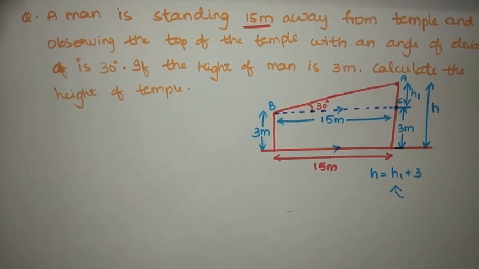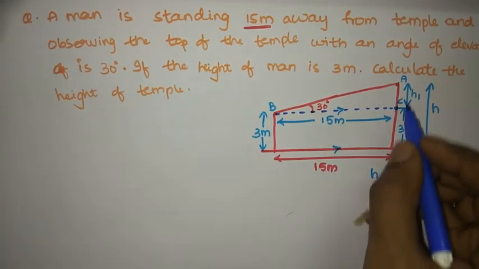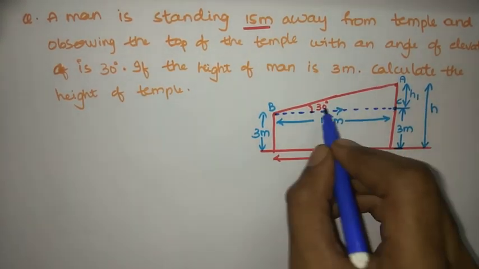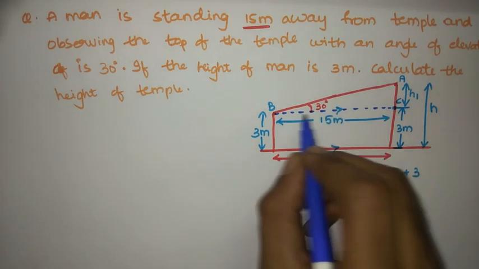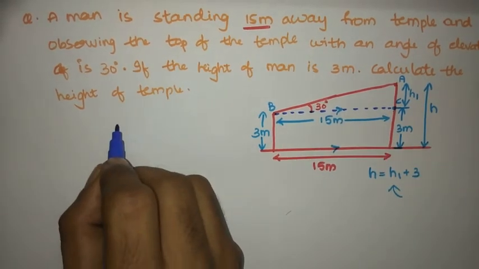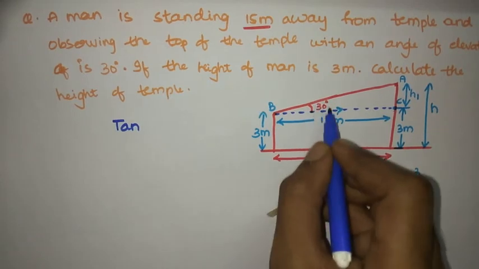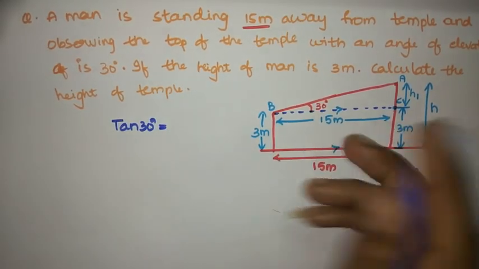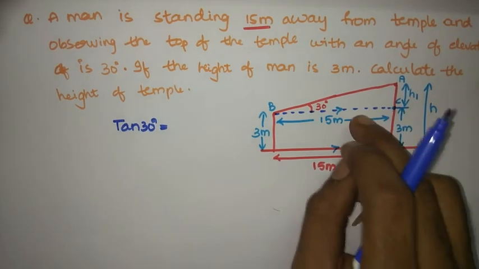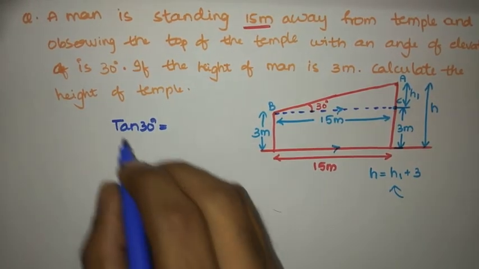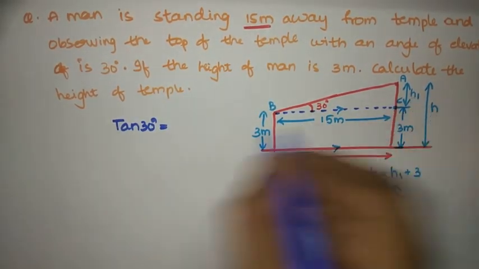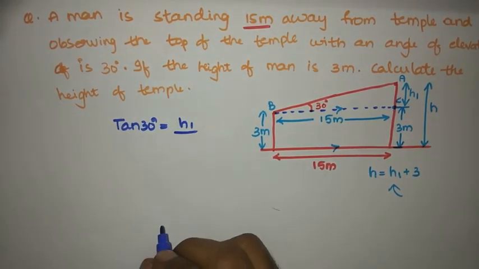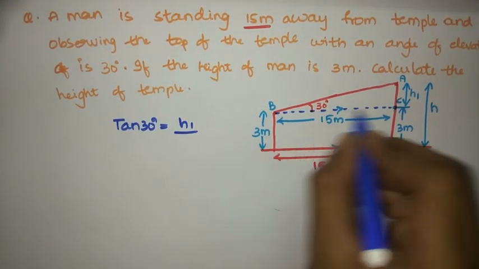To calculate H1, in triangle ABC, we need the side opposite to 30 degrees and we know the adjacent side. So we need to use tan theta, where theta is 30 here. Because we need opposite and we know adjacent, we are using tan. So tan 30 degrees is opposite side to 30 degrees, which is H1, by adjacent side to 30, which is nothing but BC.